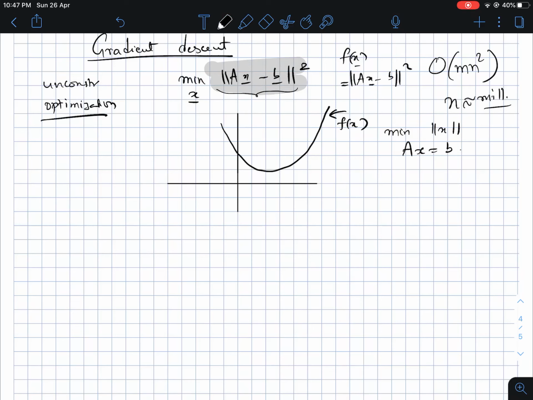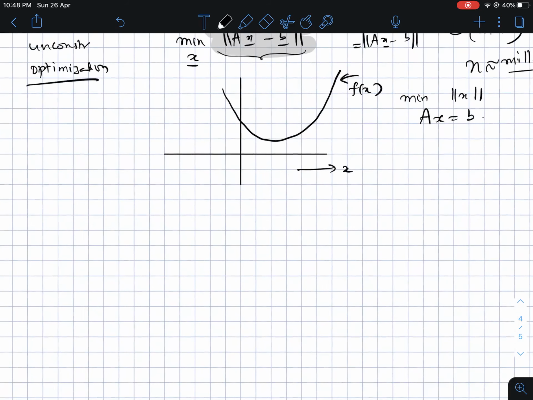Here when I'm plotting, I'm just assuming x to be one variable, so x here is a scalar. In general, x will be a vector, and this will be a high-dimensional plot, since there will be many variables. The y-axis is f of x. I want to find the minimum value of this function, and from the picture you can see that the minimum is here. This is your x star. This is what you want to find.